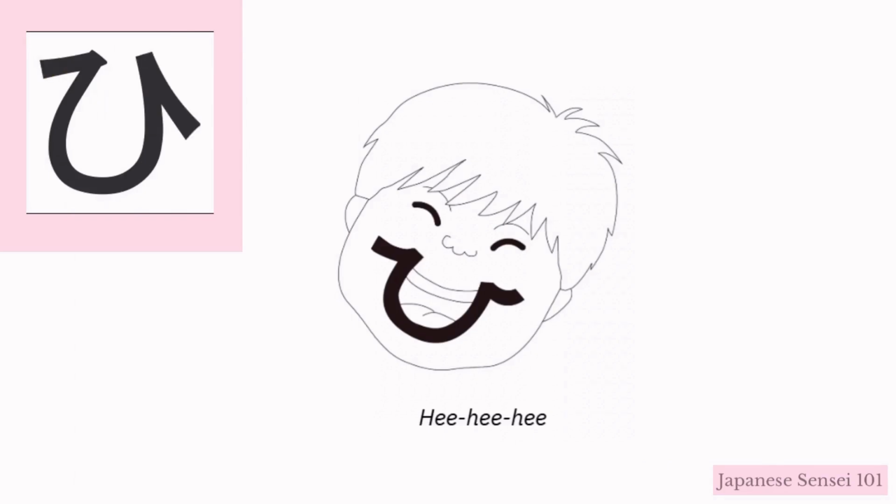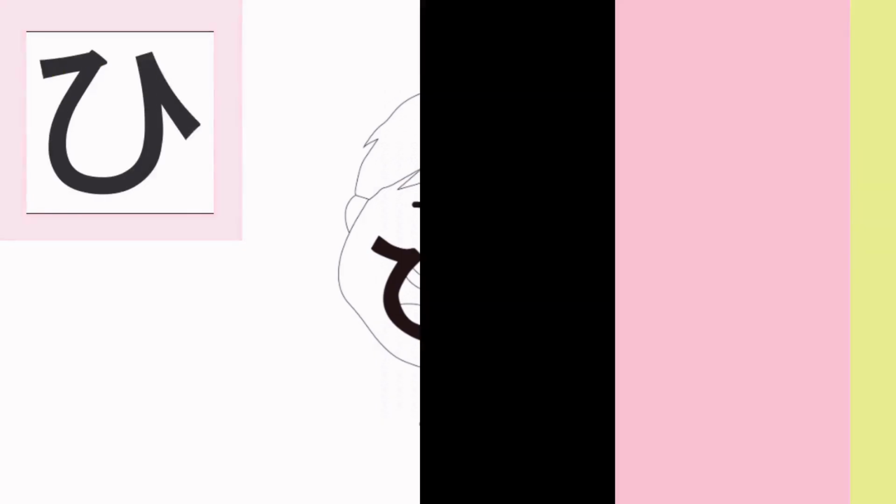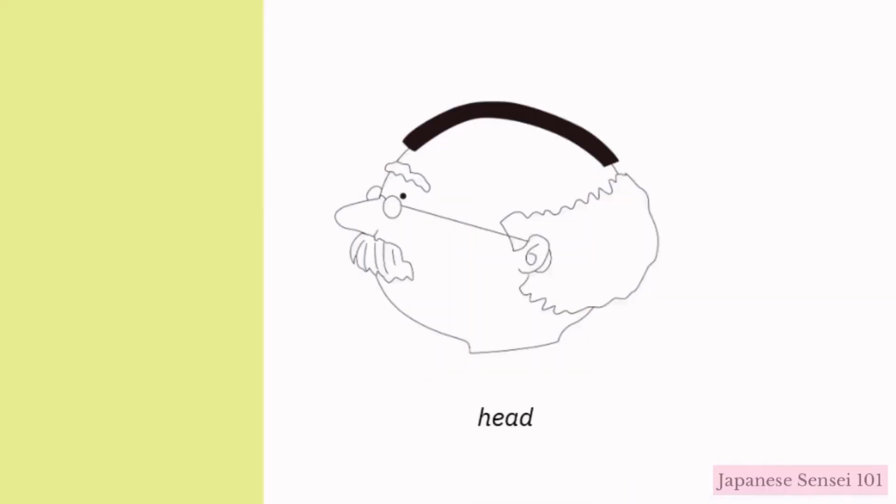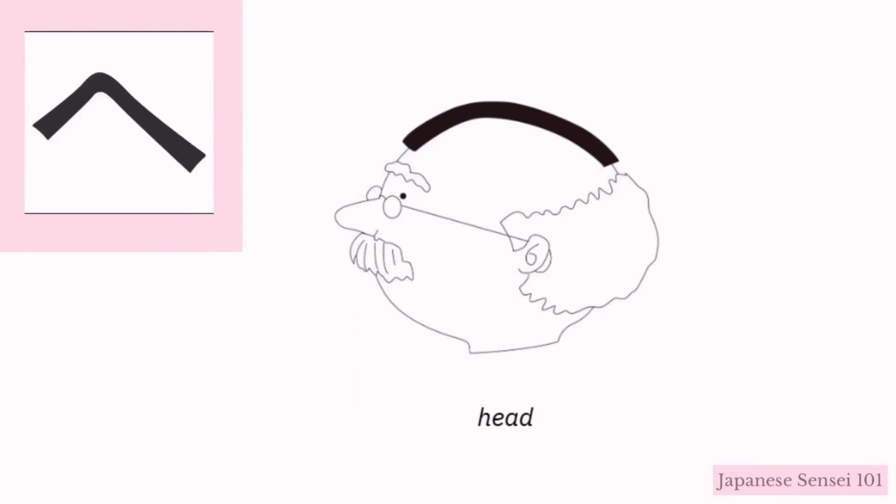ひ、ひ、 To memorize this, picture the character as resembling the shape of a smiling face. ふ、ふ、 To memorize this, think of a Mount Fuji. The curved lines can remind you of the slopes of the mountain leading up to its peak. へ、へ、 Imagine the hiragana hei as the shape of a head seen from the side profile.